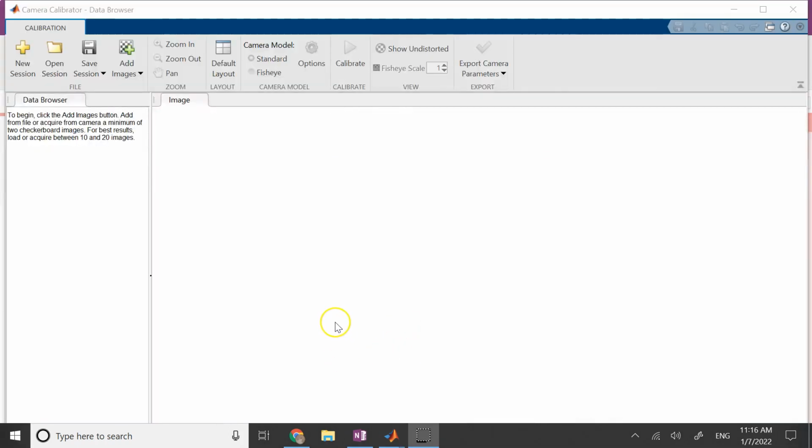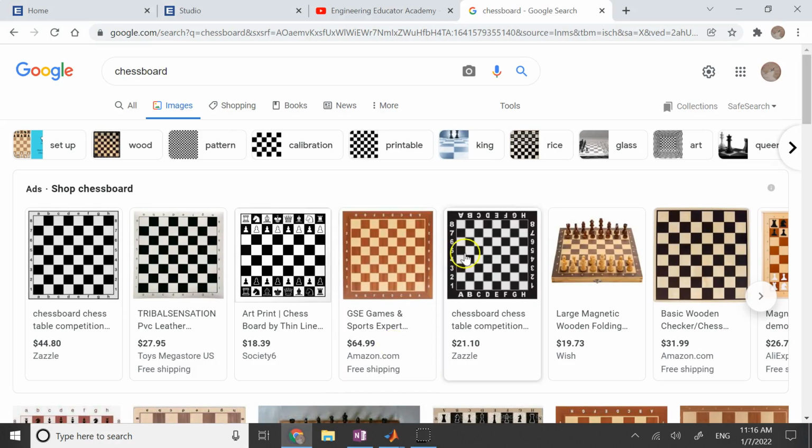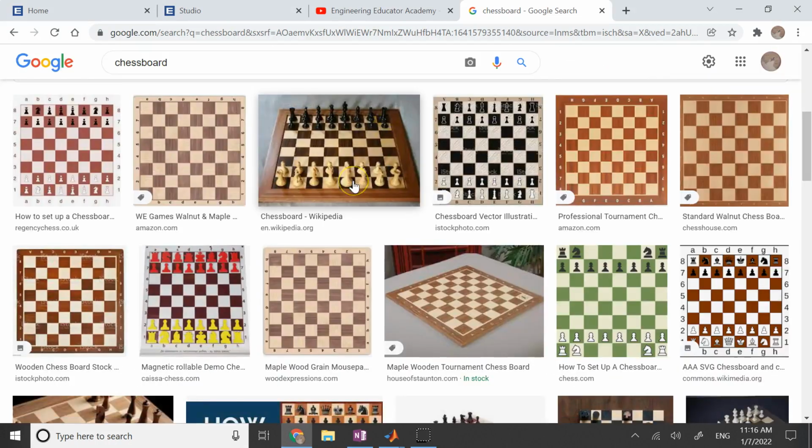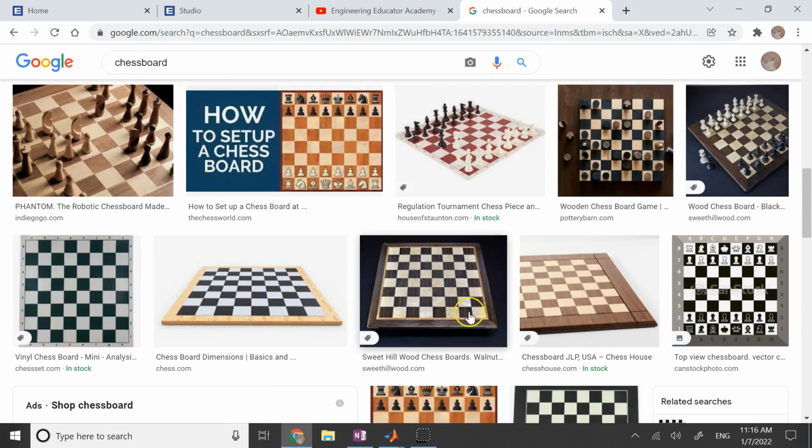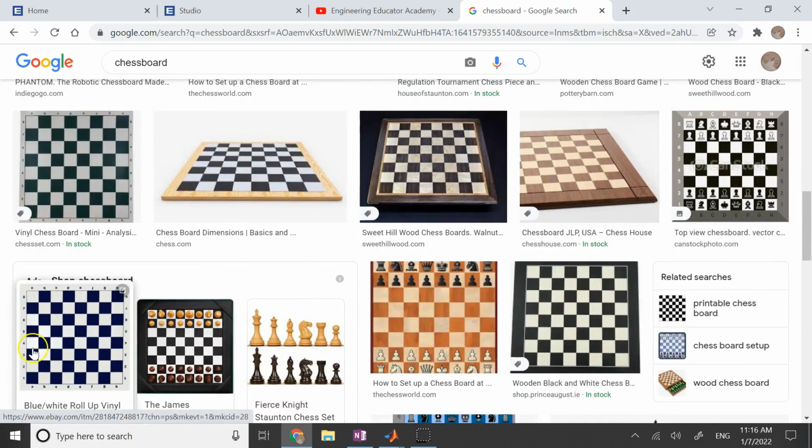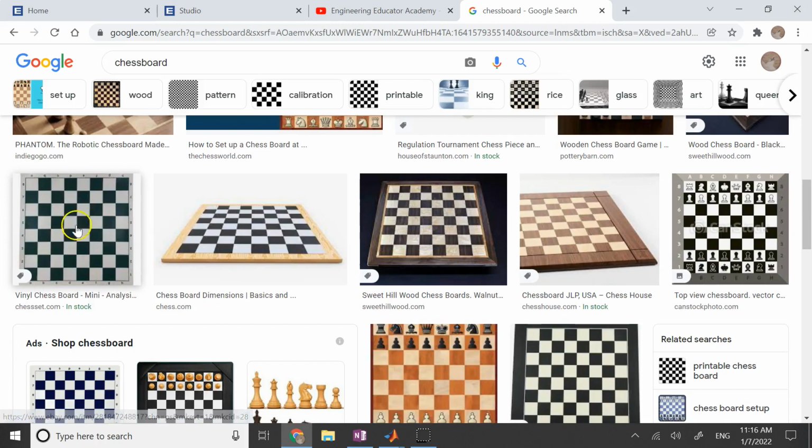Even if you go to Google and search for a chessboard, you just search chessboard and get a chessboard like this or this, any of them, and you print it. Make sure before you print it, you remove one row of the cells. Just open it in Paint and crop it. So make it like 7 by 8 or something, and then print it.